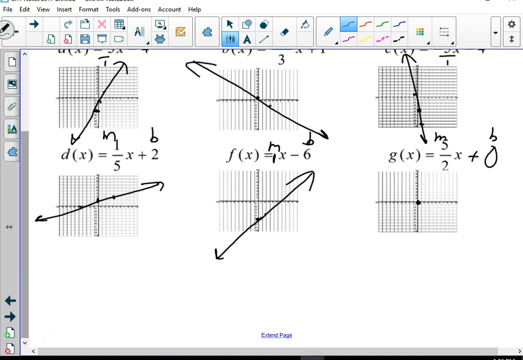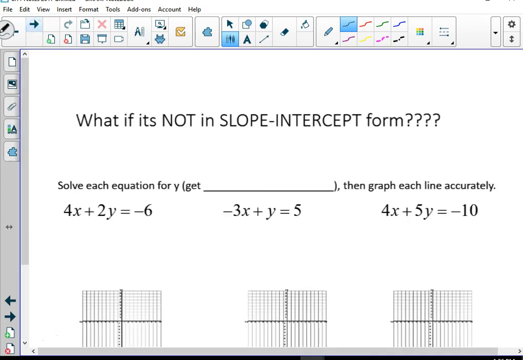Now with 5/2, I'm going up 5 and just right 2. Or I can go down 5 and left 2. And I put my arrows on the end just to make sure that it's a line, not a line of segments. Now, what if it's not in slope-intercept form? Again, we get y by itself.